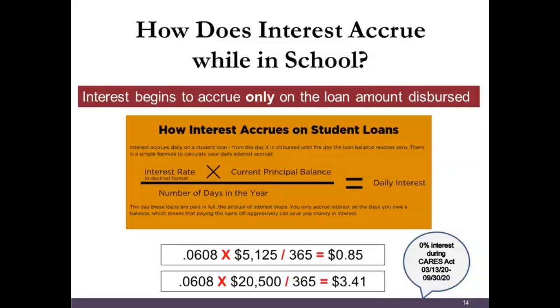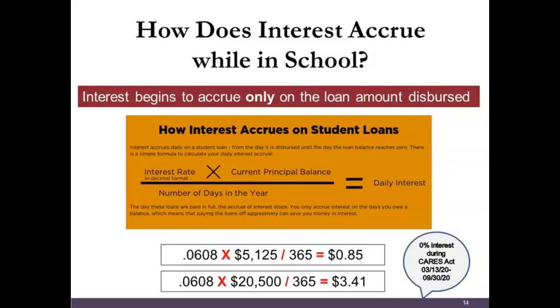But you can always follow this formula to figure out your interest. So it's the interest rate in decimal format multiplied by the current principal balance and then divided over the number of days in the year in order to get your daily interest. As you can see there, on a loan that has a 6.08% rate and a $5,125 balance, after that $5,125 is disbursed, you would be paying a daily interest of 85 cents.